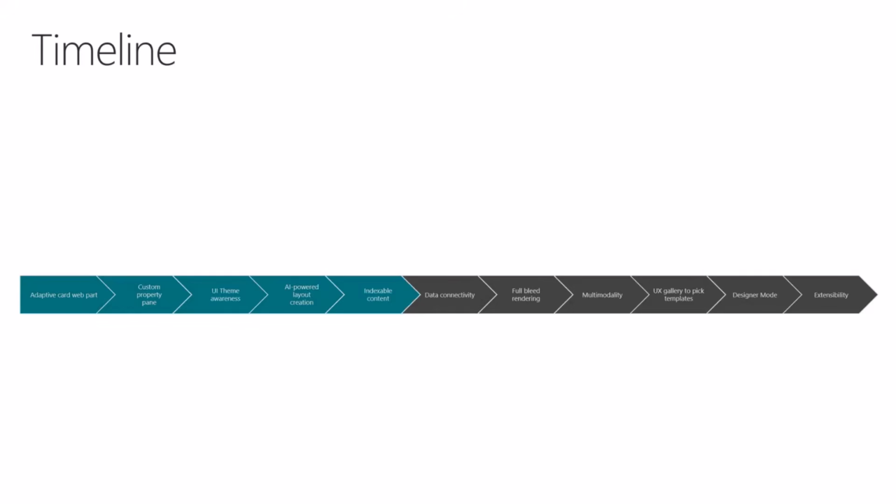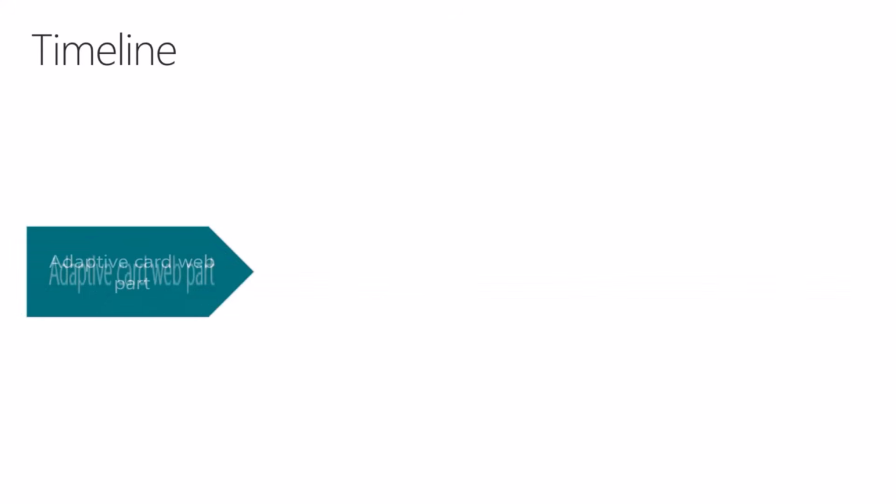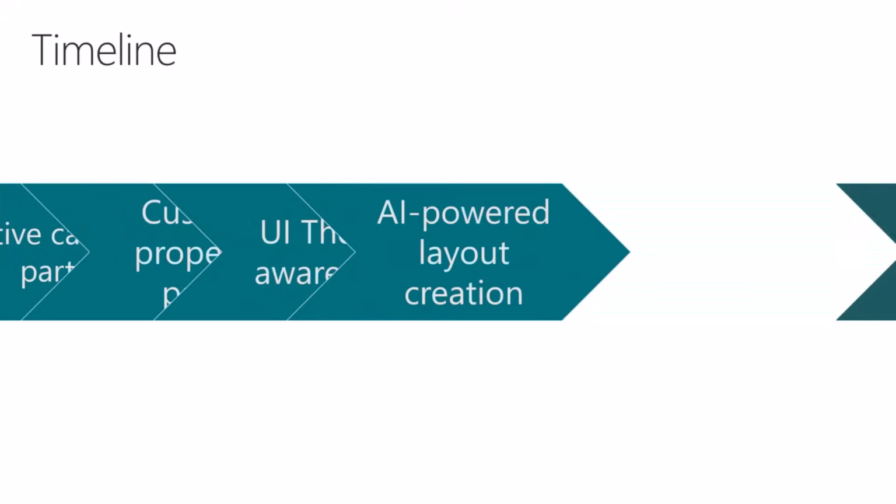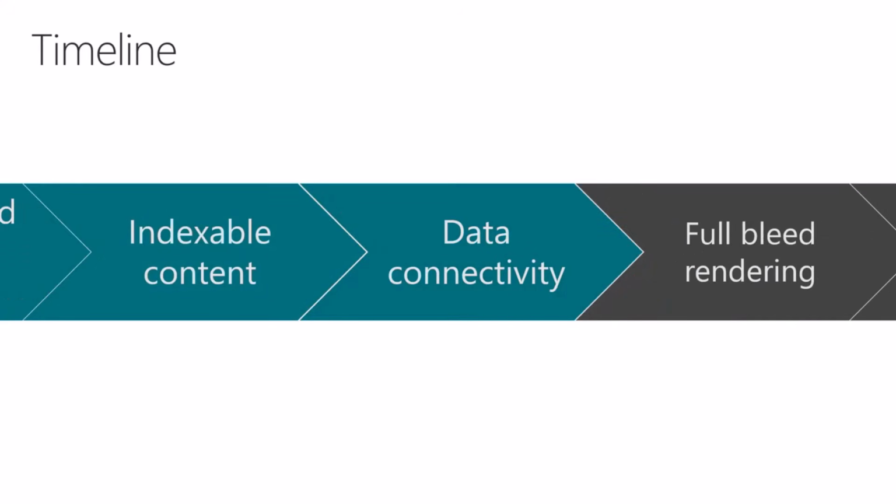So we've talked about creating custom property panes, adding a UI theme, adding AI-powered layout creation. We've indexed content so SharePoint can actually find the rendered adaptive cards and have our users find the web parts. And now we're going to add, fancy animation here. We're going to add data connectivity.